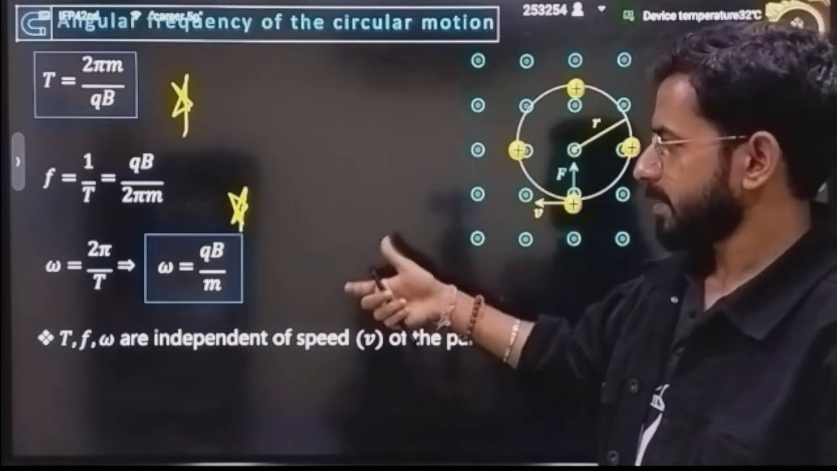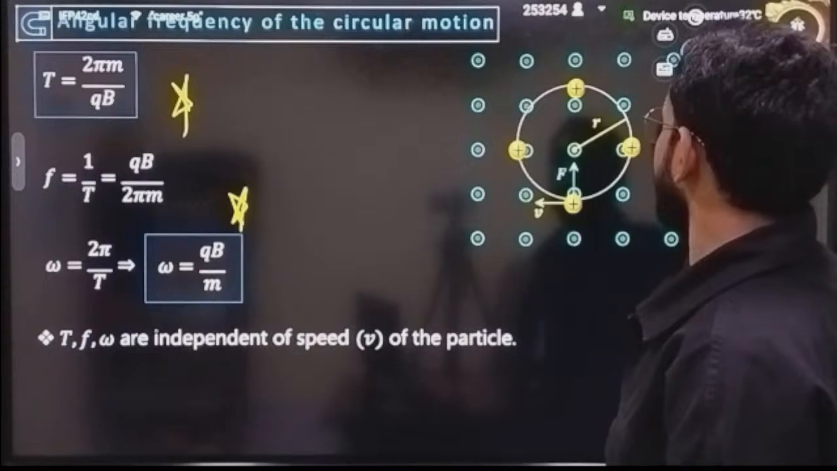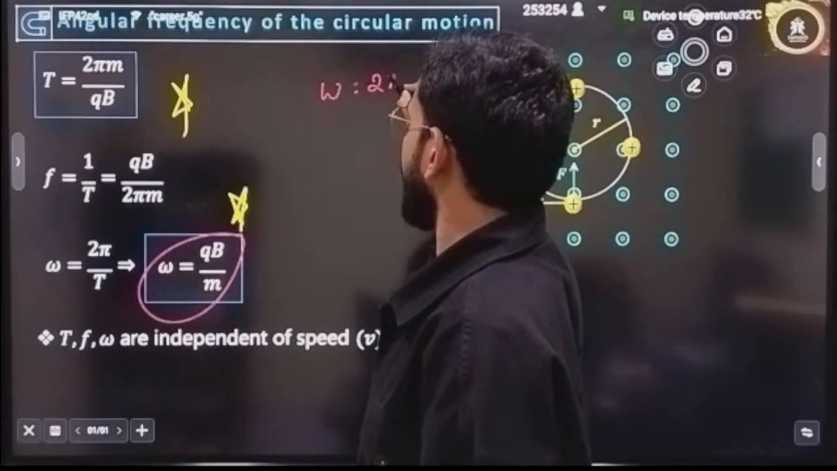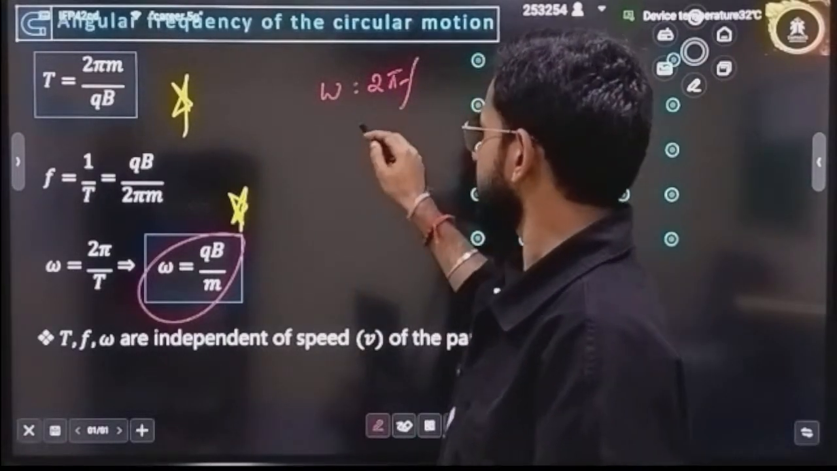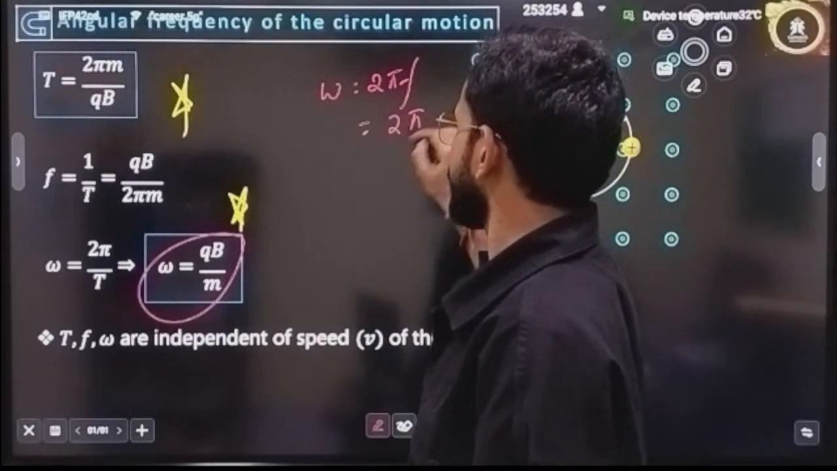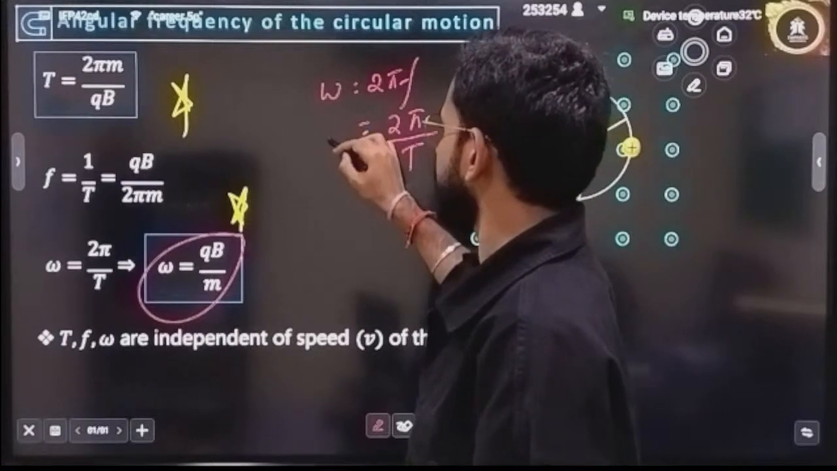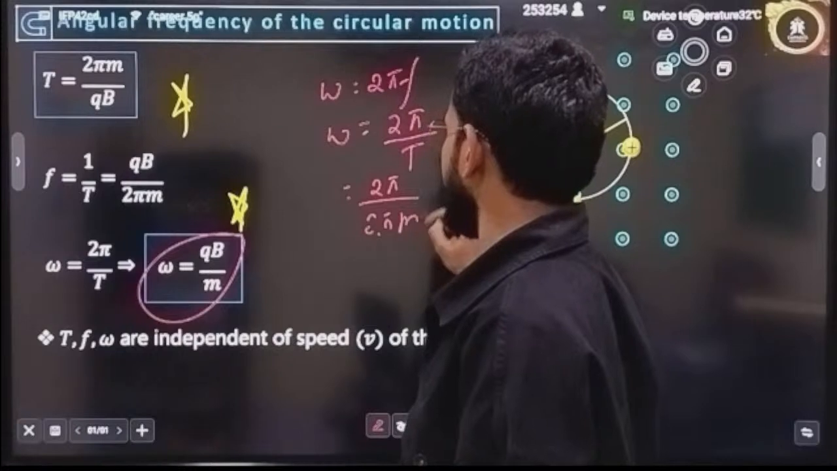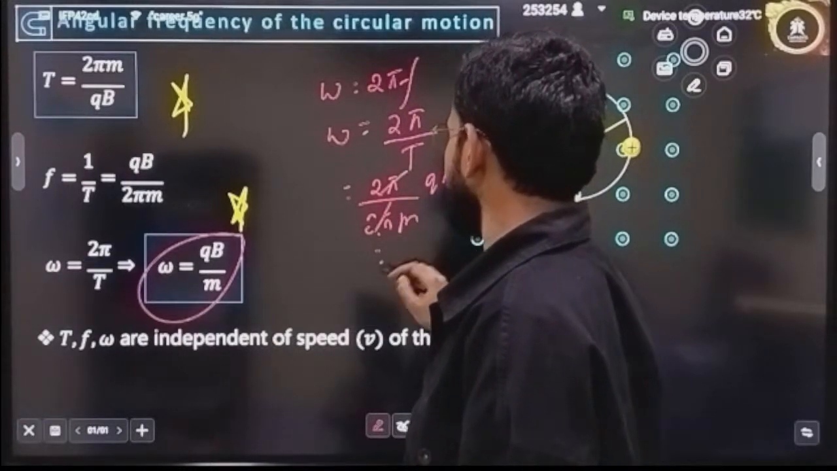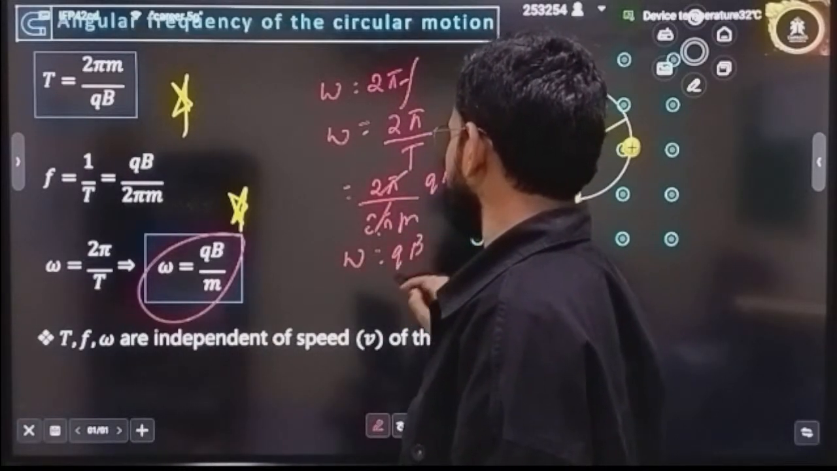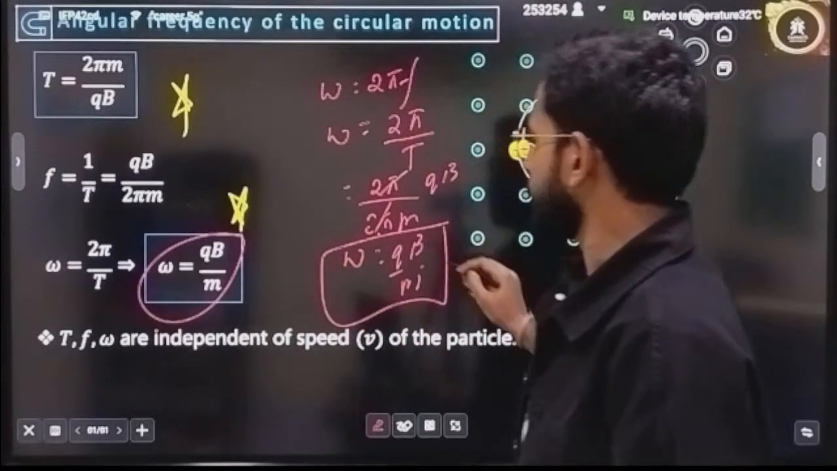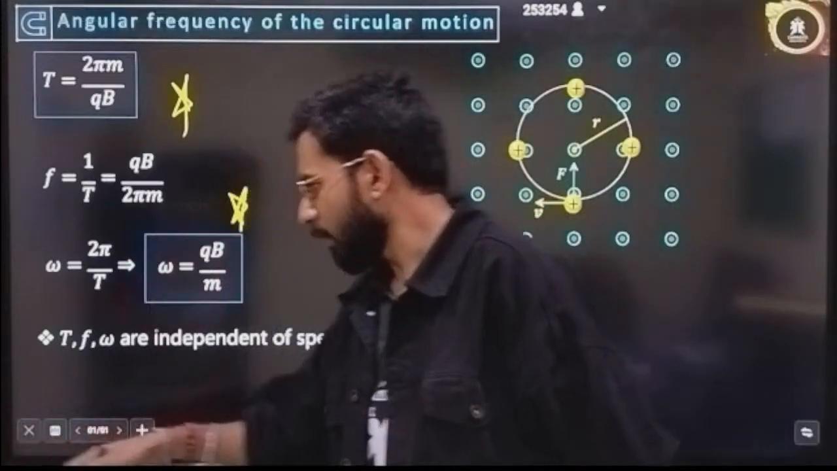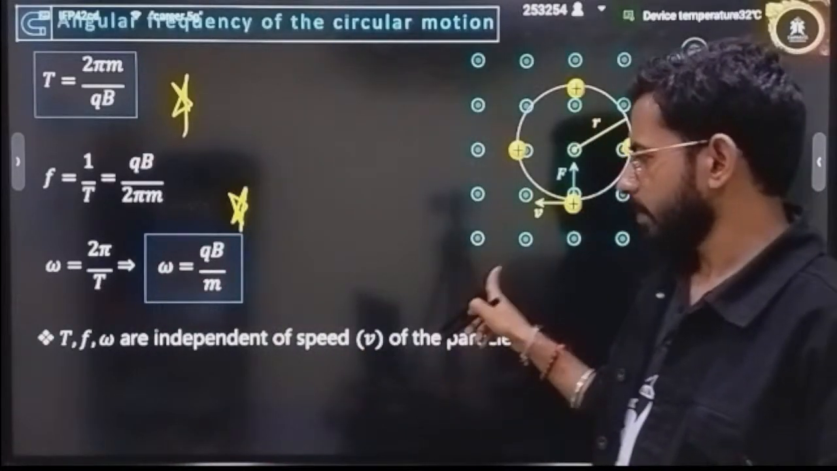Correct. Now, if you know the time period, can't you say what omega is? Omega is equal to 2 pi f. From circular motion you understand this formula. Frequency can also be written as 1 by time period. So 2 pi divided by time period is equal to omega. What is the time period? Time period is 2 pi m divided by qB. 2 pi cancels. What will be the omega? It will be equal to qB divided by m. This will be the formula. Clear? Any doubt in these derivations? All these things are pretty clear to you.